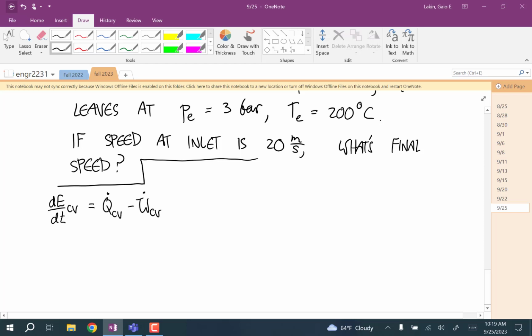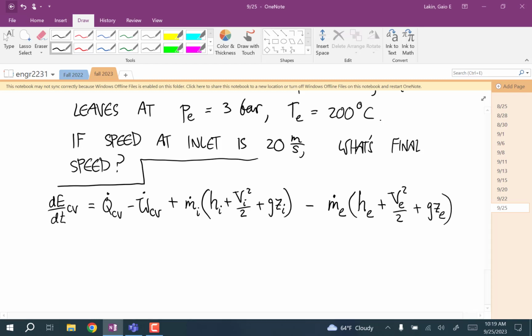Okay, so we have dE dt for the control volume is equal to Q dot minus W dot plus m dot i times the quantity h_i plus V_i squared over 2 plus g z_i, minus m dot e times the quantity h_e plus V_e squared over 2 plus g z_e. And now we'll start canceling stuff. That's gone, gone, gone, gone, gone. And those mass flow rates are both the same. So we can write this as h_i plus V_i squared over 2 is equal to h_e plus V_e squared over 2.